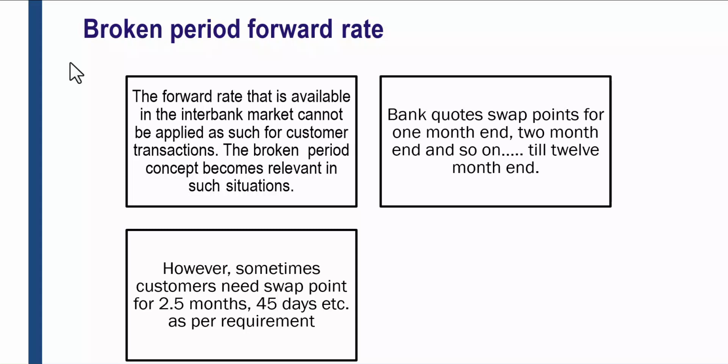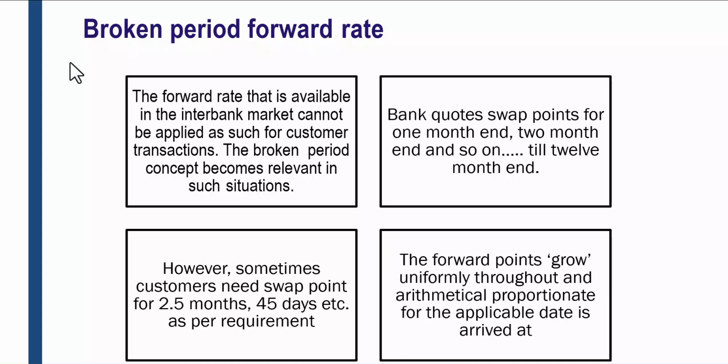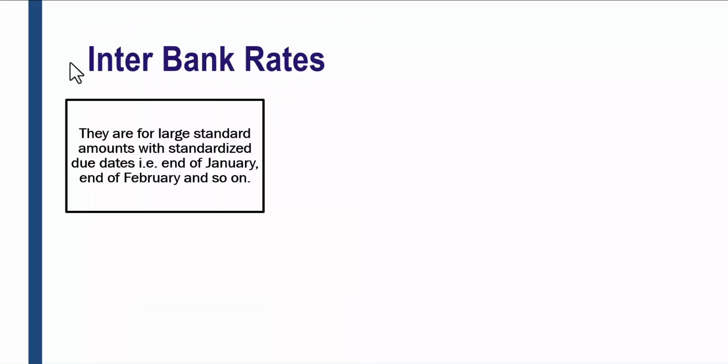However, sometimes the customer needs swap points for 2.5 months, 45 days, etc. as per requirement. The forward points grow uniformly throughout, and arithmetically proportionate for the applicability is arrived at. So basically, if we want to arrive at a rate, then we have to do some calculations. Just read this.